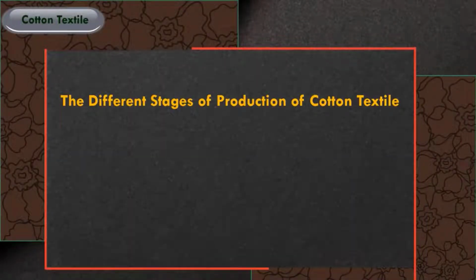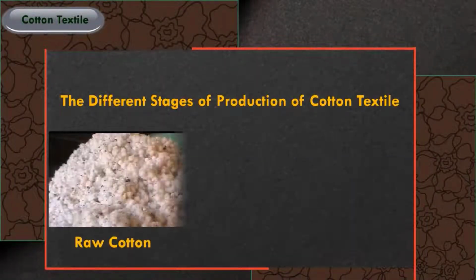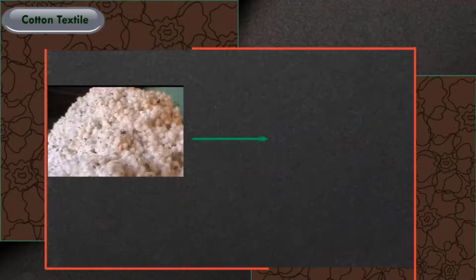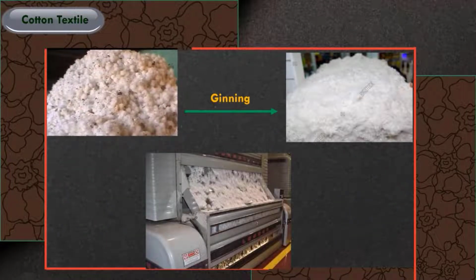Let's learn various stages involved in the production of cotton textile, right from raw cotton processing to producing garment. The different stages of the production of cotton textile shows how this industry is complete in the value chain. Every stage results in value addition. Let's see how. Raw cotton undergoes a process called ginning. It is the process of removing seeds from the cotton balls.